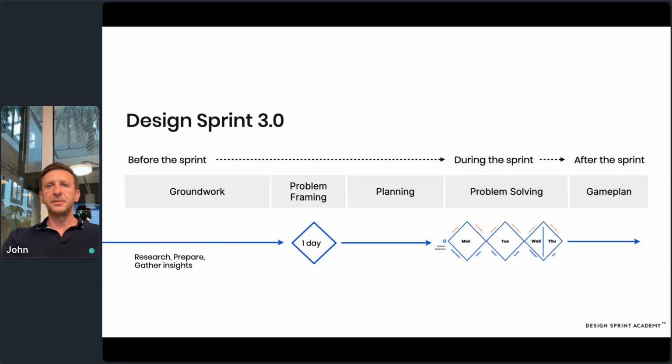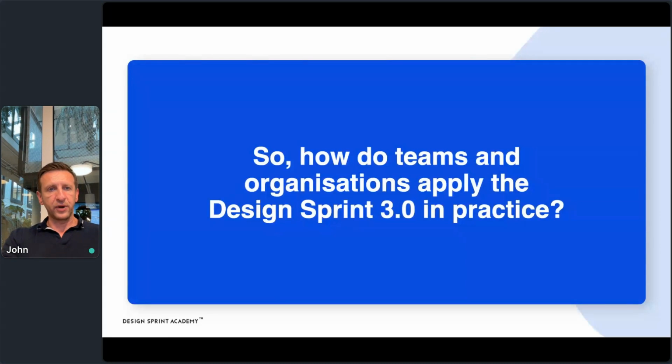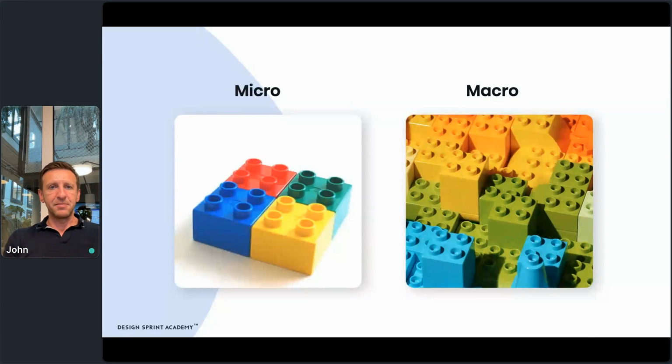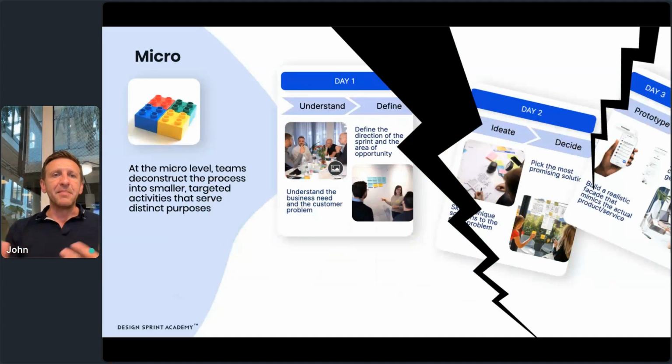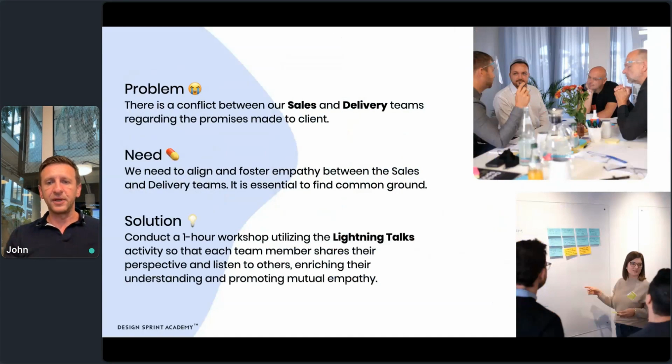And now I just want to talk a little bit about how teams put this into practice. And here we have 2 perspectives, the micro and the macro. That's how we label them. I'm not sure if it's the best labeling, but you'll see why. So at the micro level, we say that teams can deconstruct the process and pick up activities and run them as standalone workshops for different purposes. I'll just give you a few examples here. These are not all of them. We can come up with more, but these are a few of them.